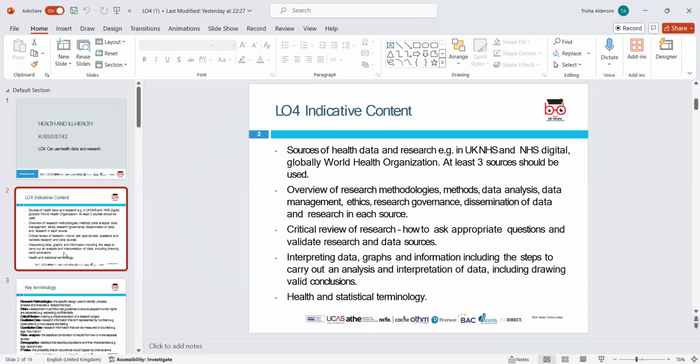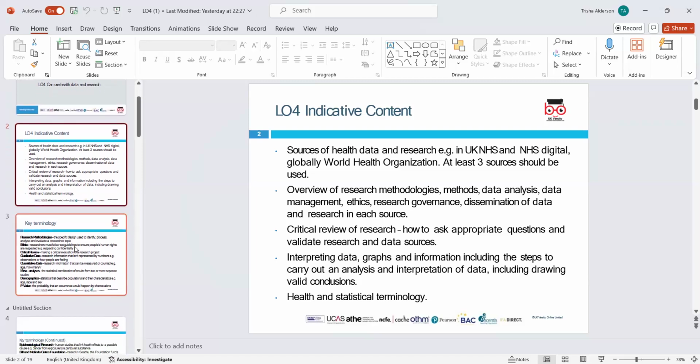We look at a critical review of research. It's important to always do a critical review when you're looking at any kind of research, because then you can work out if things are true or they're not true. Look at how to ask appropriate questions and validate research and data sources. How to interpret the data and the different graphs and the information, including the steps to carry out an analysis and interpretation of data, including drawing valid conclusions. And then we also look at health and statistical terminology.